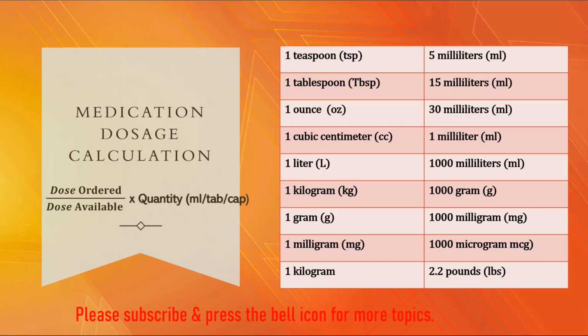Now the formula to calculate your medicine dose is dose ordered divided by dose available into quantity. This quantity can be in ml if it is liquid, or tablet or capsule. Again, dose ordered and dose available should be in the same unit. If dose ordered is in milligram, dose available also should be in milligram. If dose ordered is in microgram, dose available should also be in microgram.